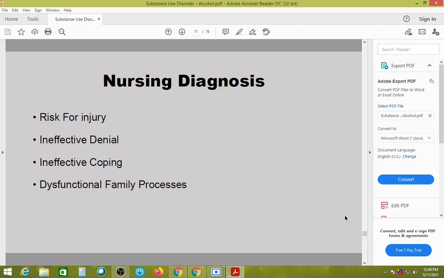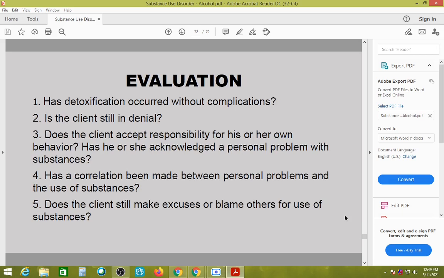Okay, so now when we have to evaluate a person, what do we evaluate? Most of the areas that we need. Let's go through these questions whenever we need to evaluate a person who abuses alcohol. One, has detoxification occurred without complications? Yes or no. Depending on the yes or no, our intervention also will take place, right? Two, is the client still in denial? Third, does the client accept responsibility for his or her own behavior? Has he or she acknowledged a personal problem with substance?